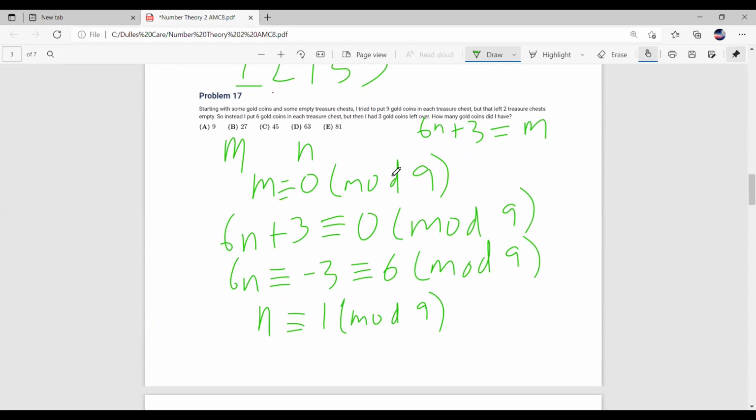Yeah, N equals 10, right? So if N is equal to 10, then we get that M is equal to 60 plus 3, that's equal to 63.